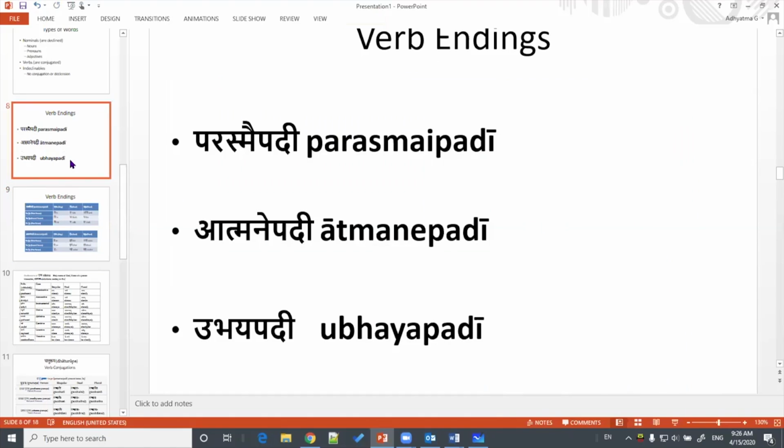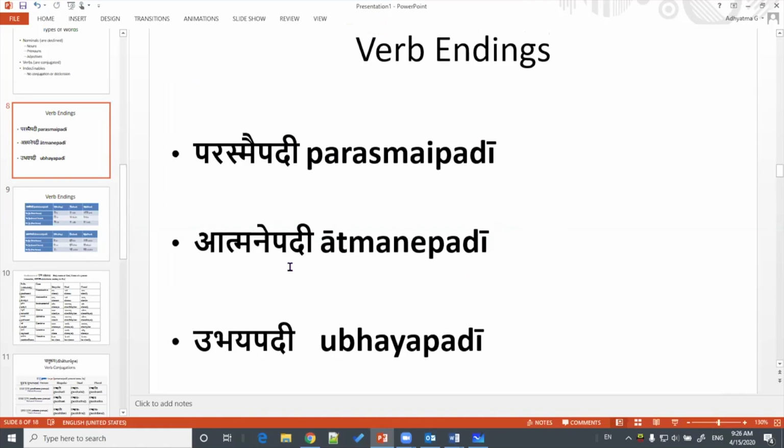So just remember that even though there are only two types of ending, the classification becomes threefold. Some verbs only take Parasmaipadi endings. Some verbs take Atmanepadi endings. And some verbs take both the endings. So endings are not three types. It is just that verbs are classified into three categories as per whether they take the first set of endings, the second set of endings, or both.